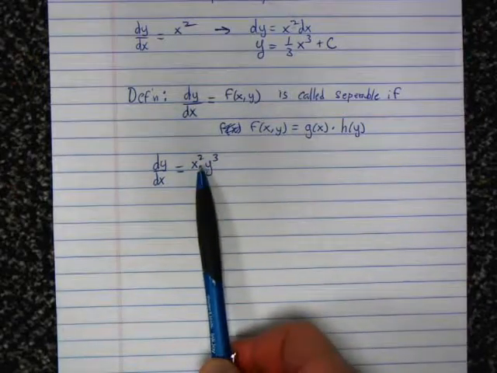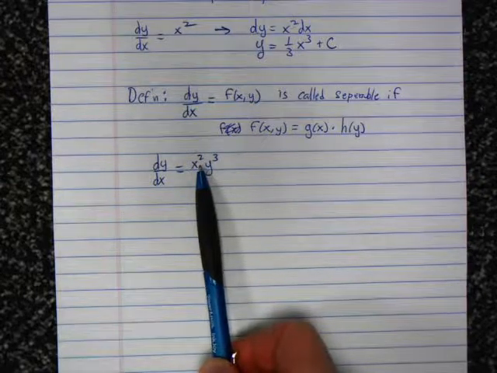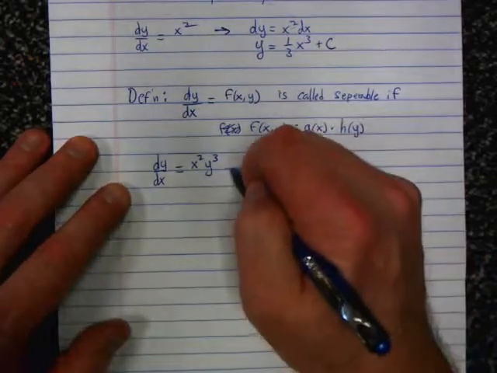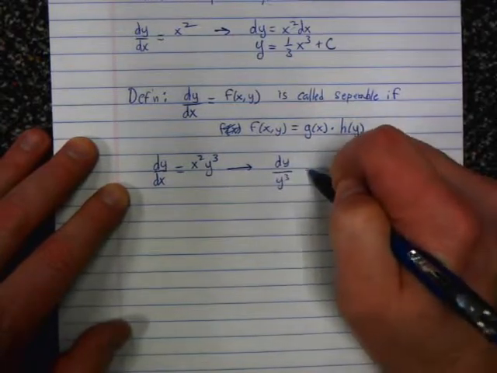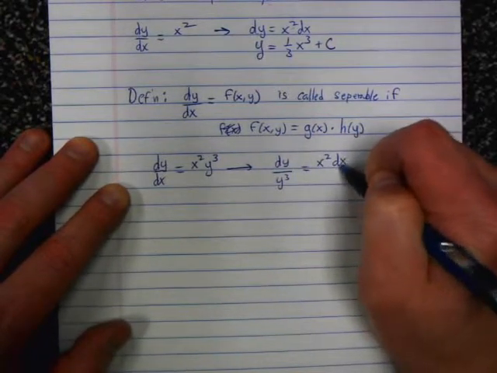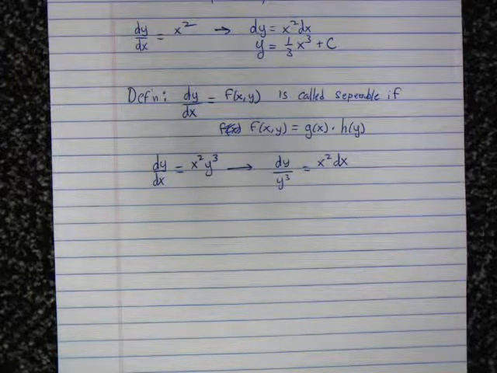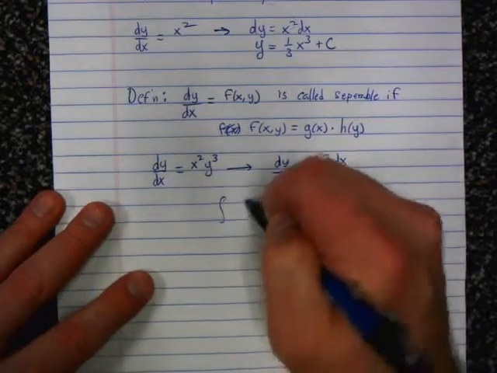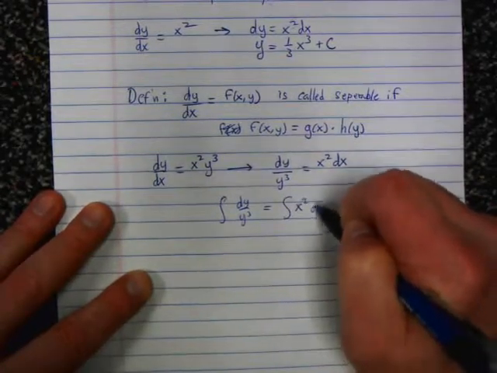Since we have this written as a product, we're going to get all the dy's and the y's on one side and all the dx's and the x's on the other side. So we're going to rewrite this as dy over y cubed equals x squared dx. We quite literally separate the variables. We put all the y's on one side, all the x's on the other. Why does that help? Now you can integrate both sides. So we're going to have the integral of dy over y cubed equals the integral of x squared dx.